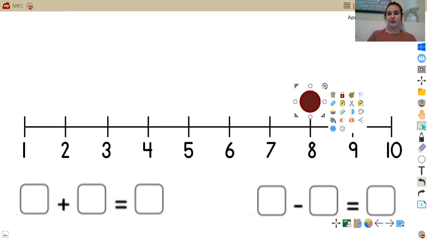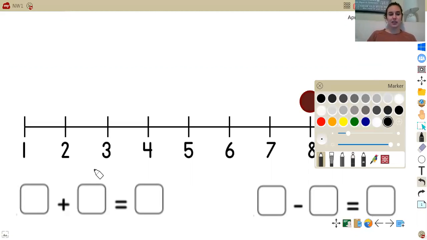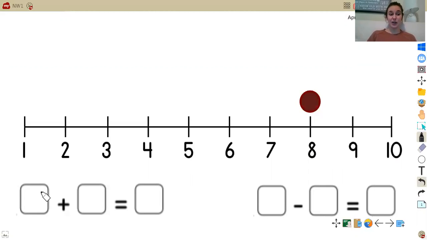So let's go ahead and fill in our number sentence for addition. So you start with where your object was. In this case, our ball started at the number 5. So 5 plus, and we moved it 3 numbers. So 5 plus 3 equals, and we got to 8.